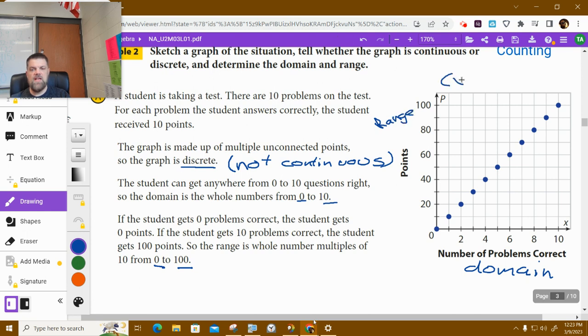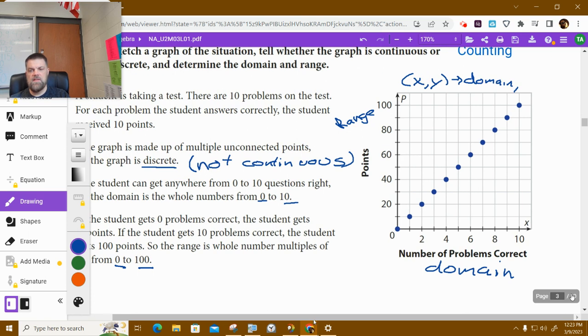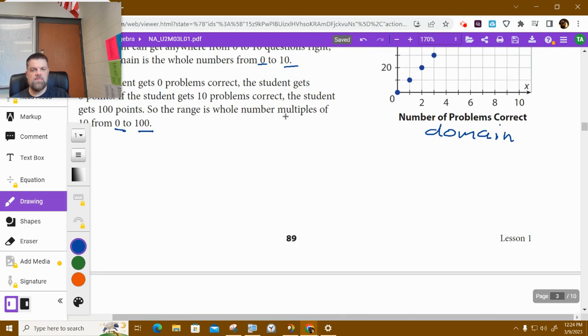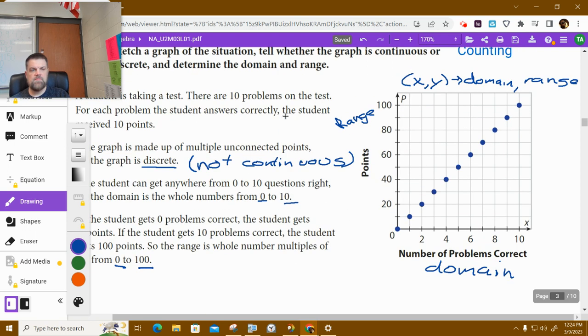If you think of it as x comma y, you're going to have the domain comma range. Okay? Any questions on that? So I think I'm going to stop right there and give you guys a chance to write all this down.